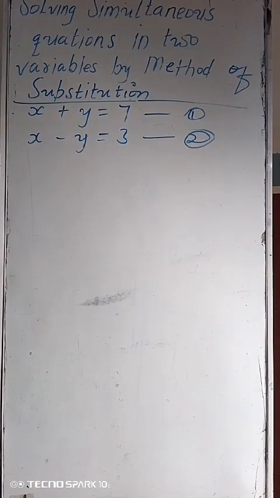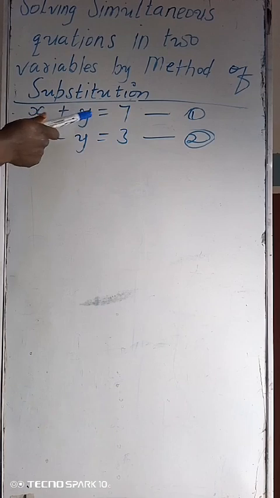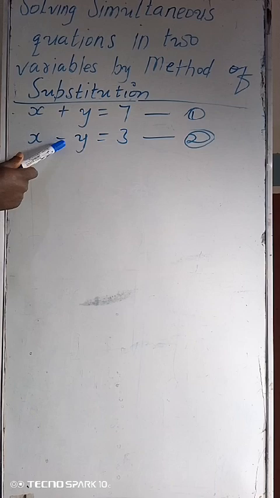Solving simultaneous equations in two variables by the method of substitution. Now, in our equations before us, we have to find the solution set. Equation 1: x plus y is equal to 7. And equation 2: x minus y is equal to 3. By using the substitution method, we have to make one of the variables the subject of the relation.